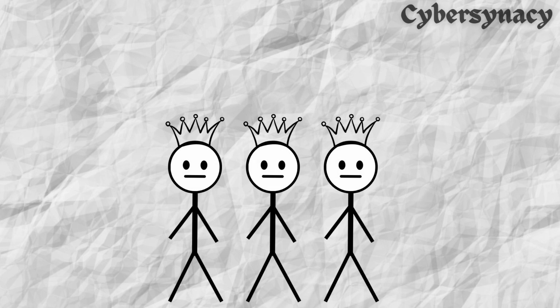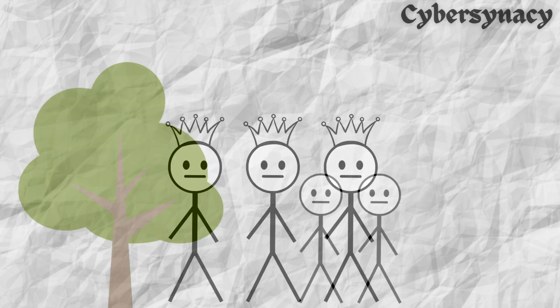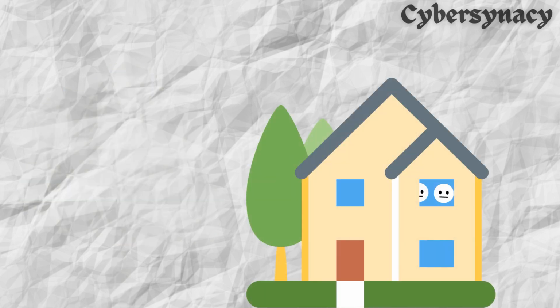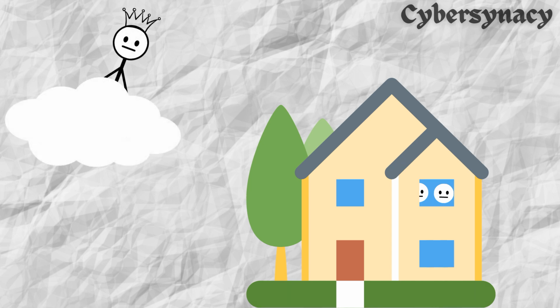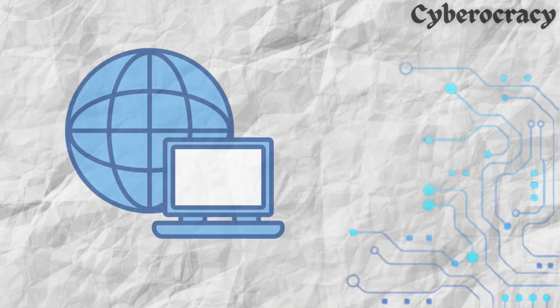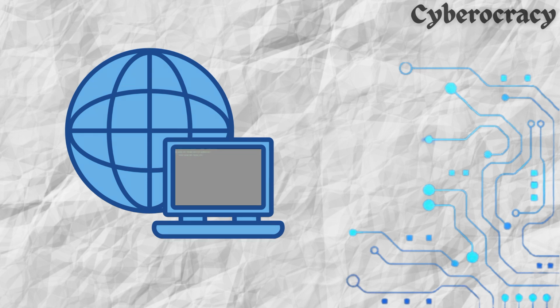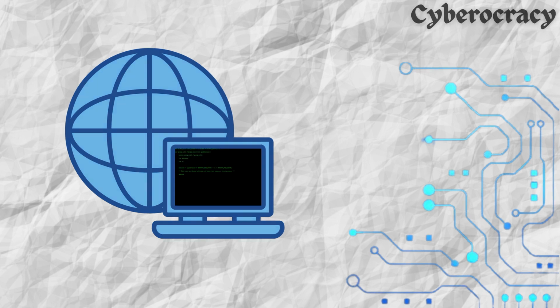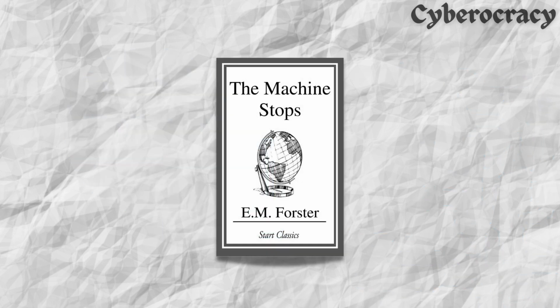Cybersynasty, rule by a group of people who regulate both people's public and private lives and make decisions purely based on the facts that they have gathered via many methods such as mass surveillance. And lastly, cyberocracy. Rule by a computer that makes all its decisions based on its code. This is a very unique type of government and can be found in E.M. Forster's short story, The Machine Stops.